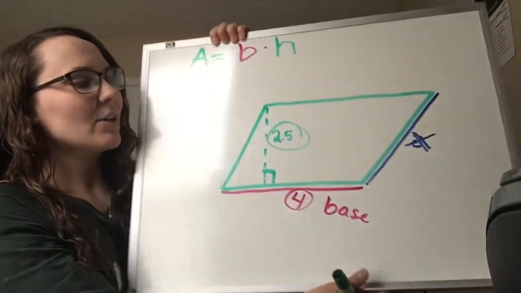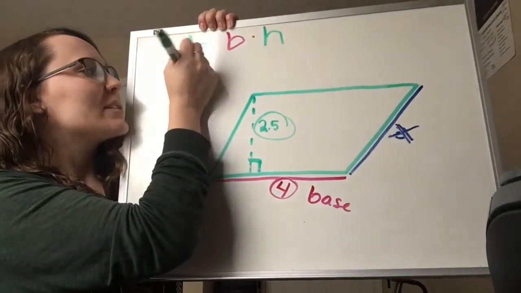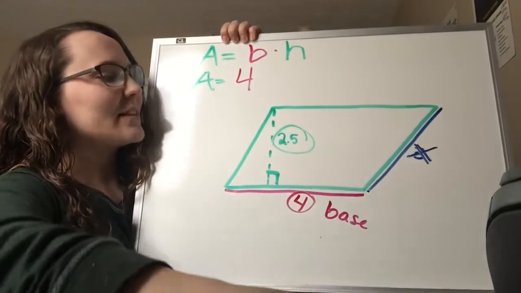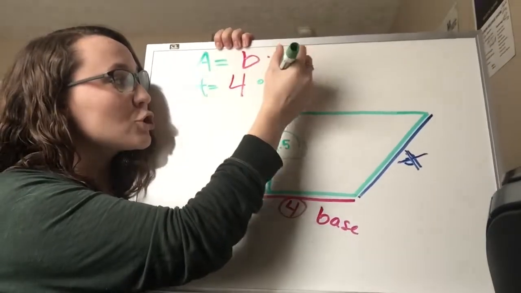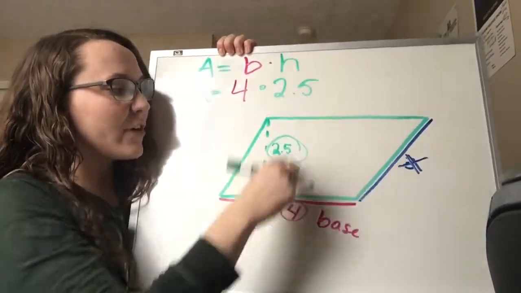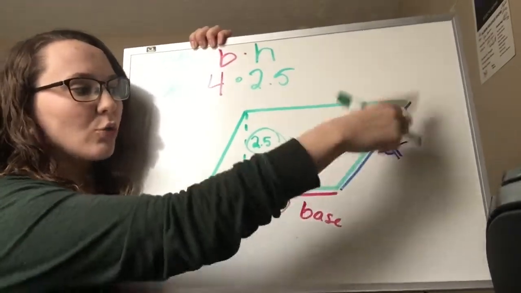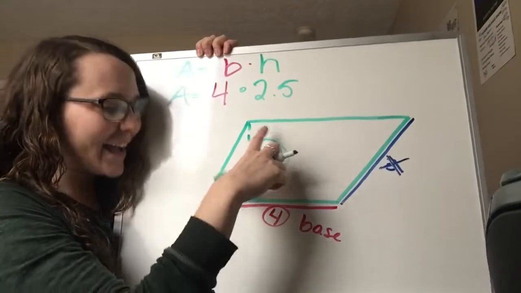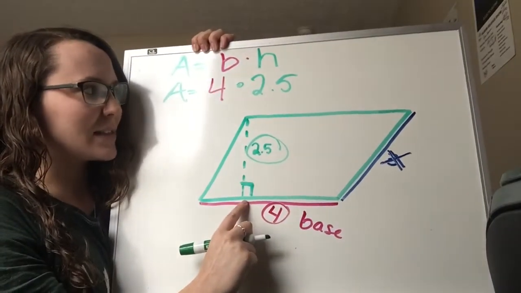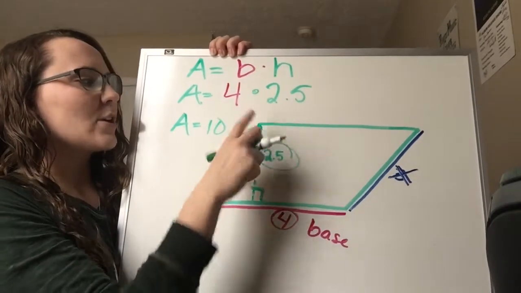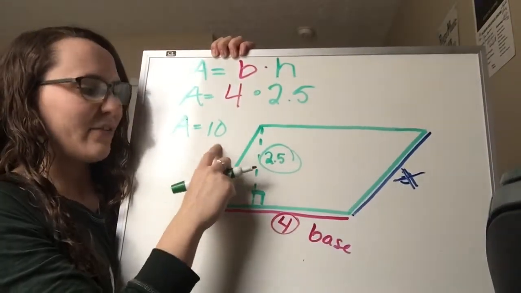If I was going to calculate the area of this shape, I would say area equals base of 4 times the height of 2.5. Not 3, 2.5, because 3 is a side length. We don't use the side length. We use the height, which makes a 90-degree angle with the base. So then I could determine that area equals 10 square units because 4 times 2.5 is 10.